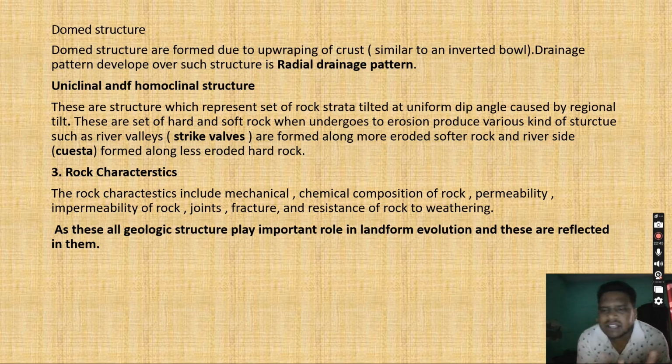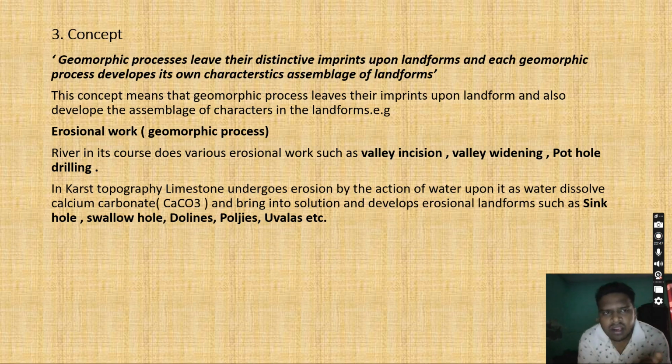Okay, guys, now we come to the next concept, that is concept number three. Concept number three is that geomorphic processes leave their distinctive imprints upon landform, and each geomorphic process develops its own characteristic assemblage of landforms. What does this concept mean? Basically, we have a lot of geomorphic processes working on the earth surface and carving the earth surface into different types of landform. So each geomorphic process leaves its distinctive imprints upon the landform.